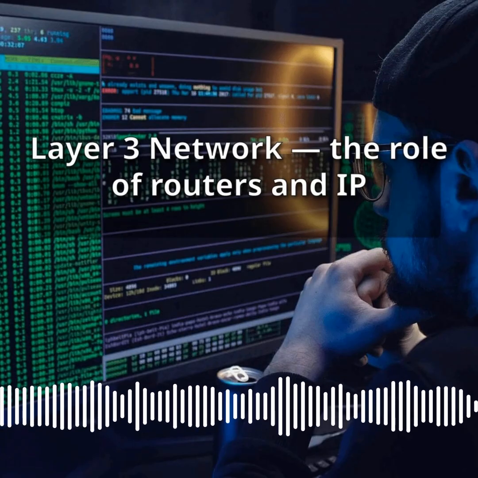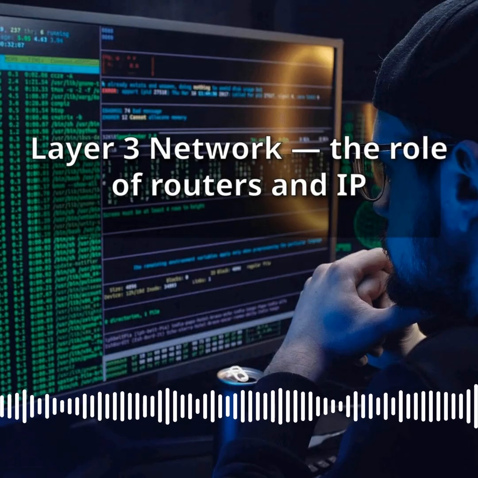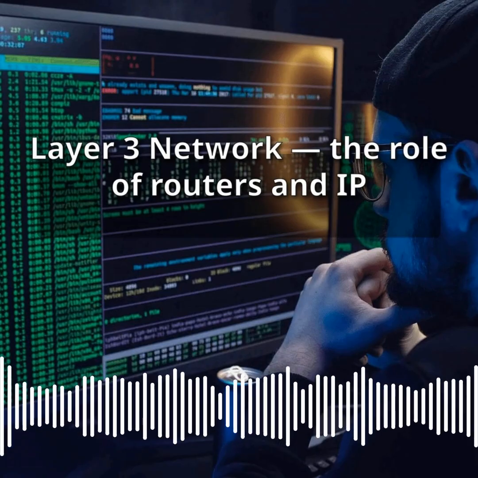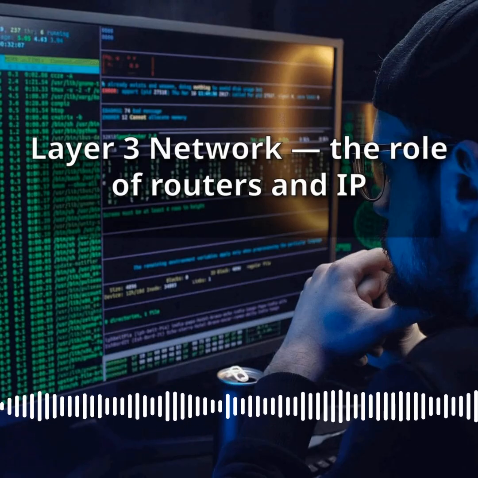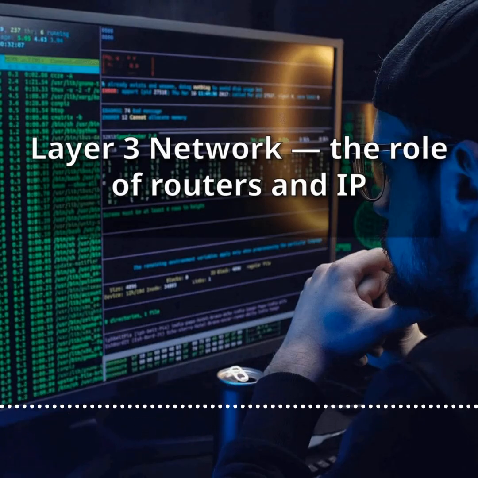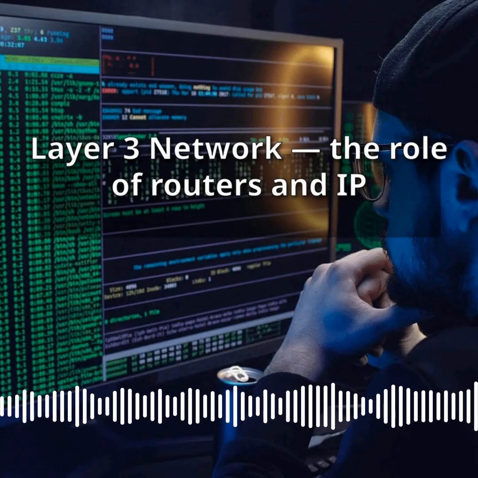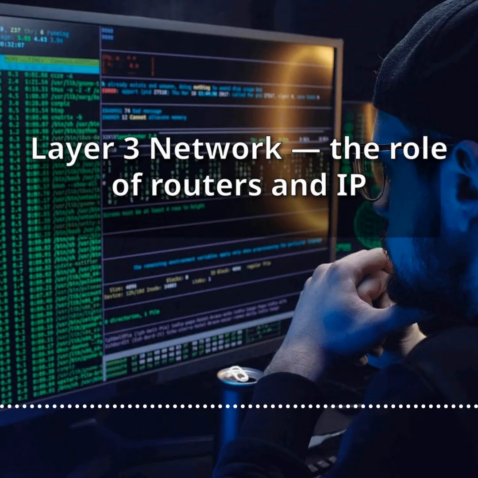These fields are directly relevant to cybersecurity. For instance, attackers can craft packets with fake source IP addresses, a technique known as IP spoofing. The TTL field is exploited by tools like Traceroute to map network paths. Analyzing raw packets using a tool like Wireshark allows security professionals to read these fields directly.